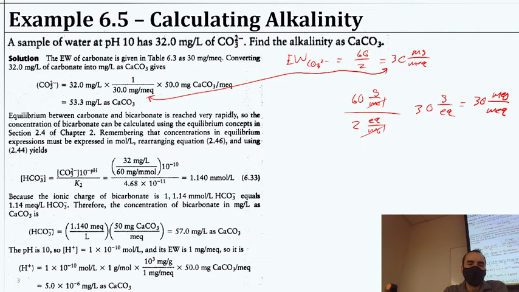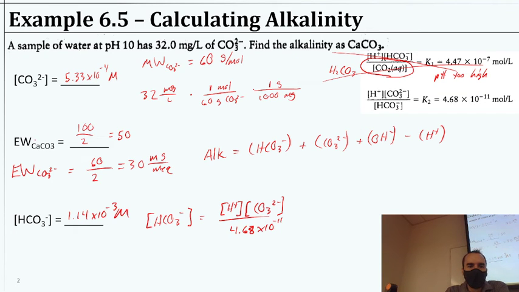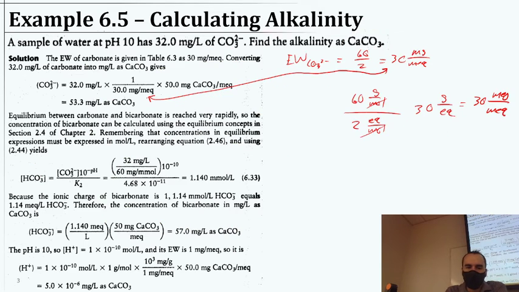Taking that route, you don't even need to do more, it's accounting for the charge, or excuse me, the molecular weight all in that. Then multiply that by the 50 milligrams of CaCO3 per milliequivalent. That's coming from the equivalent weight of CaCO3. So when we're accounting for everything in that term to find it as CaCO3, that's what we have to do. Essentially multiply all these by 50, so that we end up with 53.3 milligrams per liter as CaCO3.